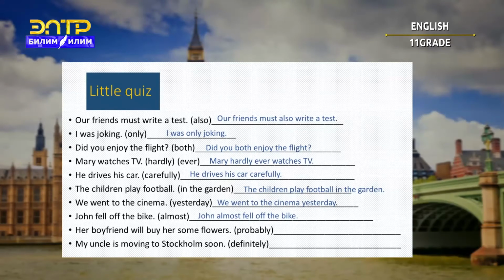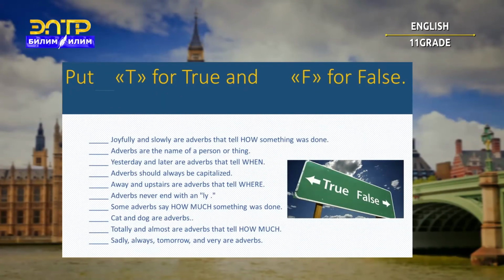Last two sentences. Her boyfriend will buy her some flowers. And the answer is, her boyfriend will probably buy her some flowers. My uncle is moving to Stockholm soon. And the answer is, my uncle is definitely moving to Stockholm soon. Let's get to the next quiz. Our next task is, you have to put T for true and F for false. I will give you 1 minute.